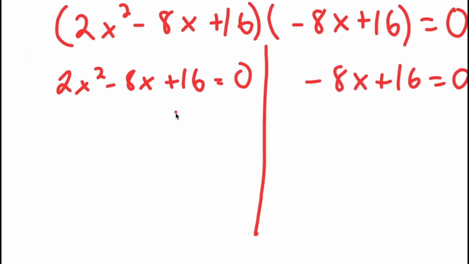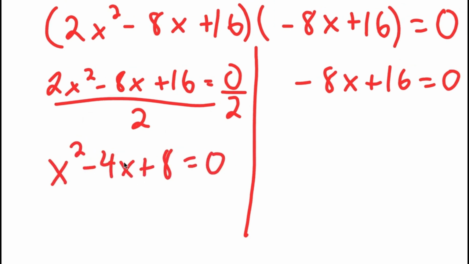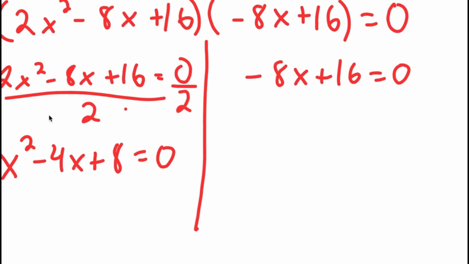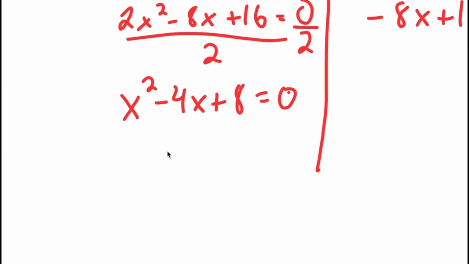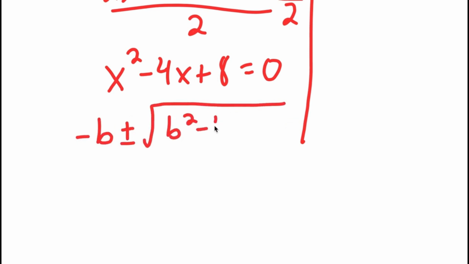So 2x^2 - 8x + 16 is equal to 0. I'm going to divide both sides by 2. So now I get x^2 - 4x + 8 is equal to 0. And now I can use the quadratic formula to solve this, since it's a quadratic equation. So the quadratic formula is negative b plus or minus the square root of b squared minus 4ac, all over 2a.